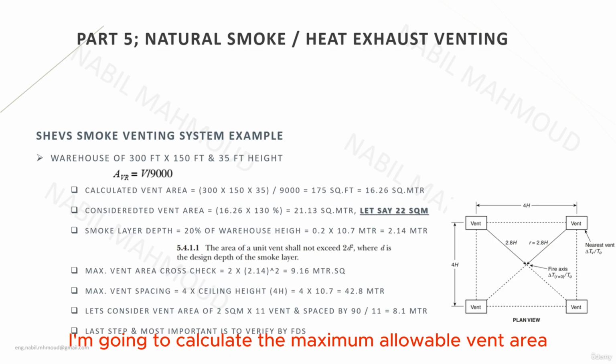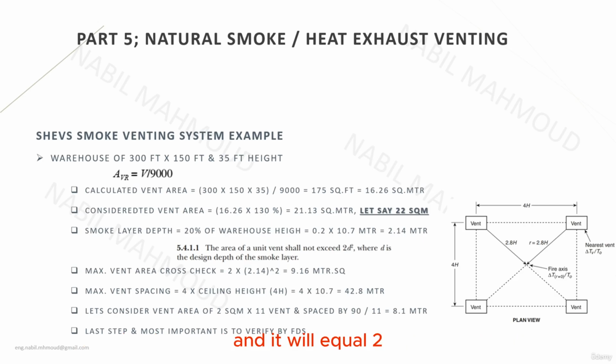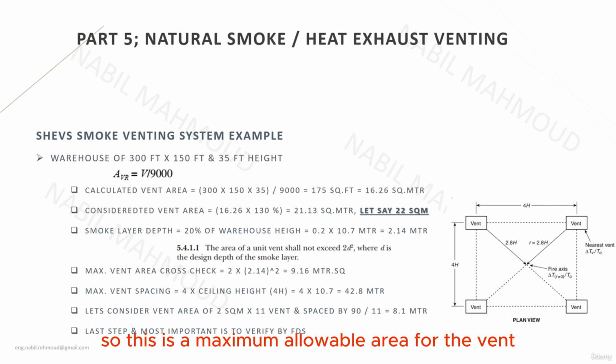So step number 4, I'm going to calculate the maximum allowable vent area, and it will equal 2 multiplied by the smoke layer depth squared, which is 2 multiplied by 2.14 squared, and it will give me 9.16 square meters. So this is the maximum allowable area for the vent. So the single vent should not exceed under any circumstances 9.16 square meters.